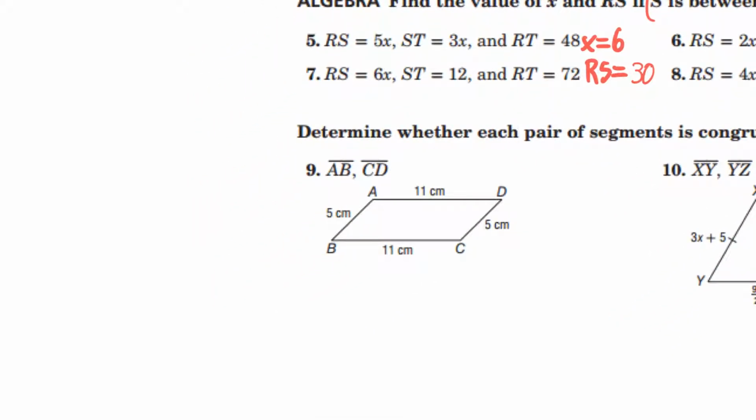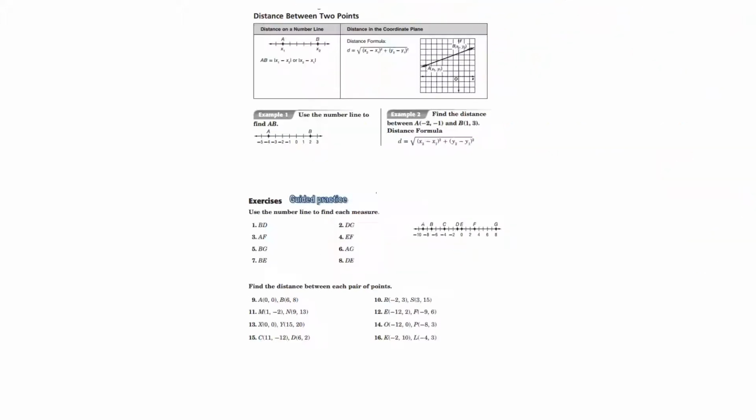Okay, number 9, determine whether these are congruent. I mean, there's nothing to this. AB and CD. So look at AB and CD. Here's AB right here, and CD, that's this one right here. Are those two congruent? Yes. Okay, we did all that yesterday. That should be pretty simple.